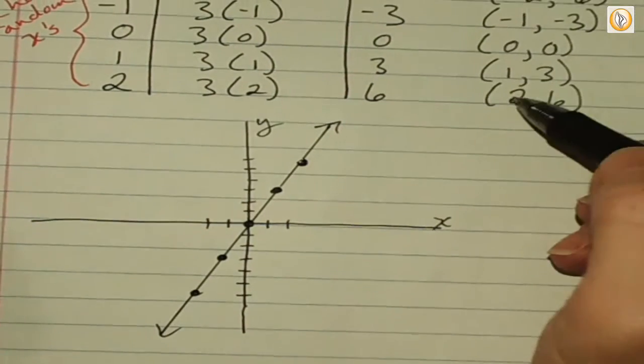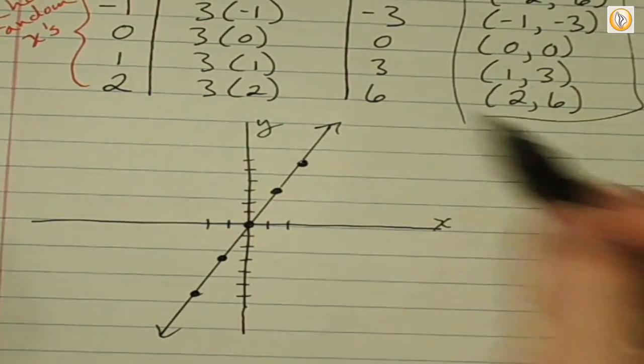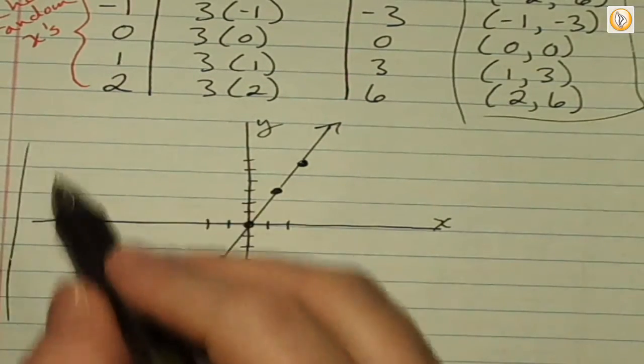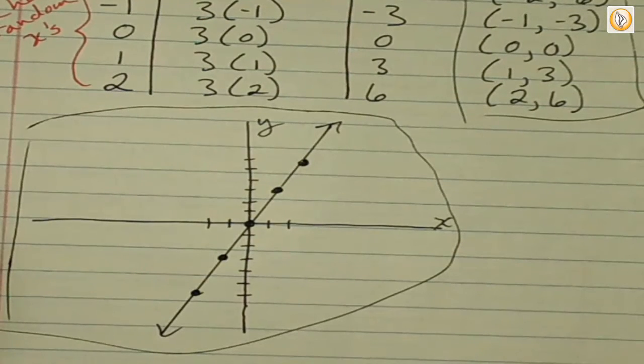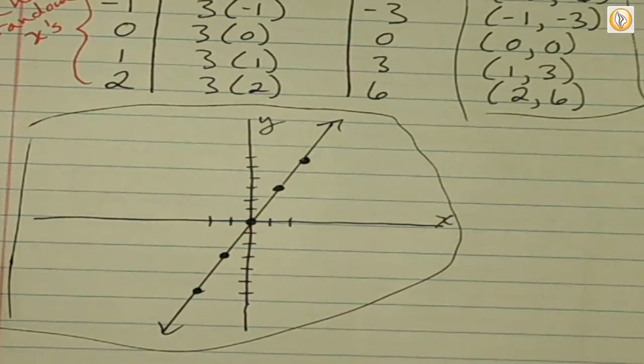So we got our ordered pairs. We got our graph. That's my box. Looks more like a circle, but yes. Okay.